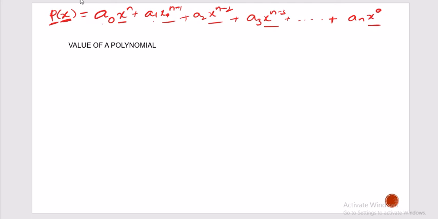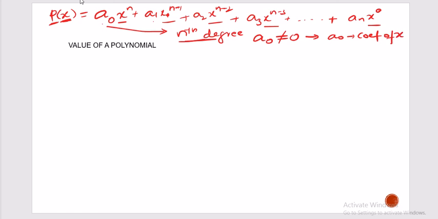Understood? Now if you want to say this polynomial is an nth degree polynomial, you should always remember that a0 should not be equal to 0. So what is a0 here? a0 is nothing but the coefficient of x power n. Here a0 is what we call the coefficient of x power n.